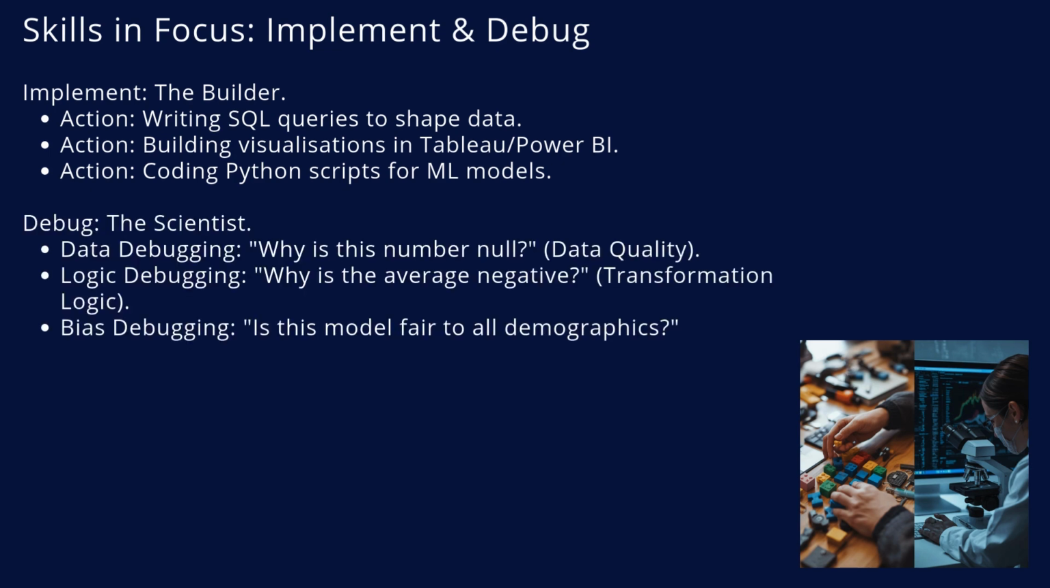Debugging a data product is unique. You aren't just looking for code errors, you are debugging the truth. You have to investigate data quality. Why are the sales numbers for Tuesday missing? You debug the logic. Why is the average profit negative? And crucially, you debug for bias to ensure your product is fair.